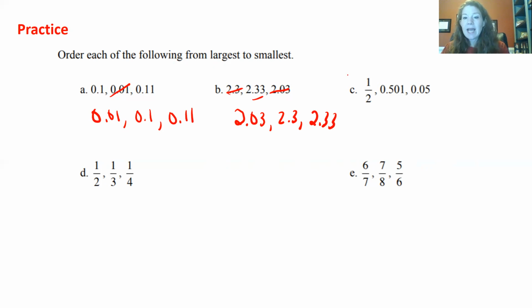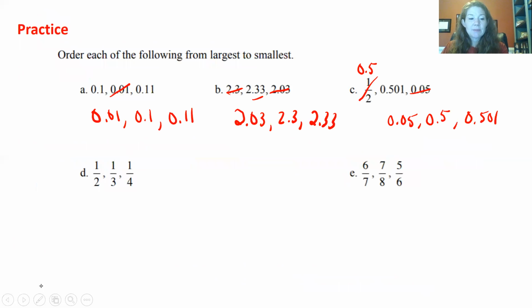Letter C, 1/2 as a decimal would be 0.5. So that's like 50 cents. This is like 50 cents and 1/1000. And this is 5 cents. I would rather have 50 cents, not 5 cents. So 5 cents is the smallest. This one's a tiny bit smaller than this number. The first one is like 50 cents, and then this one's a tiny bit over 50 cents. So that's the order.